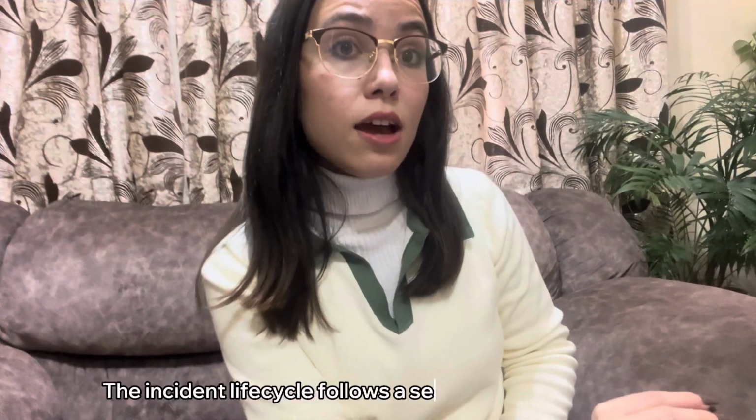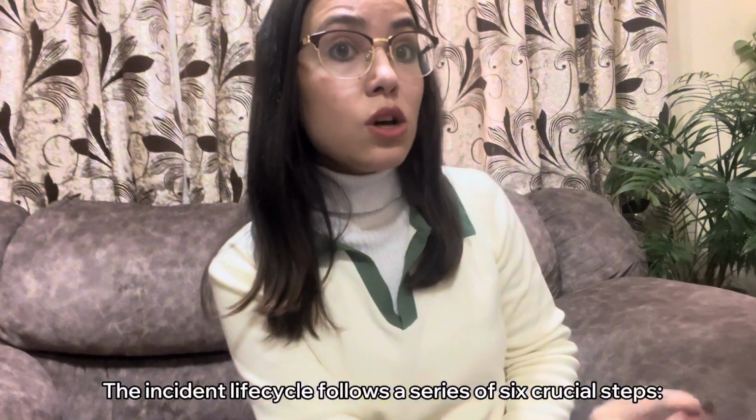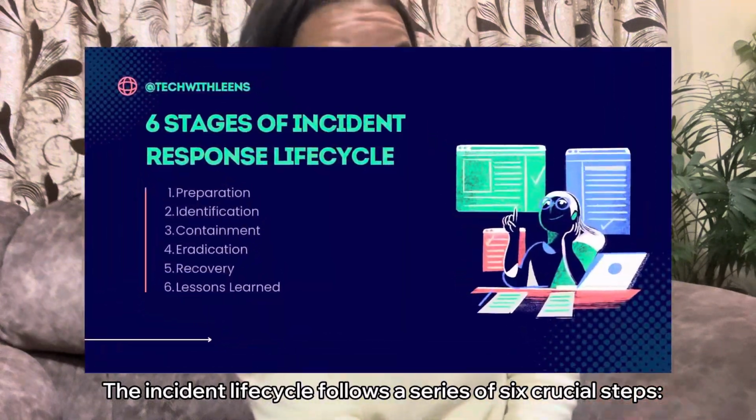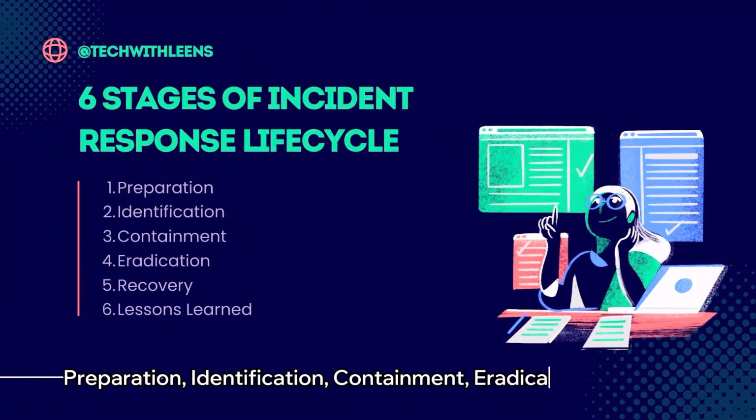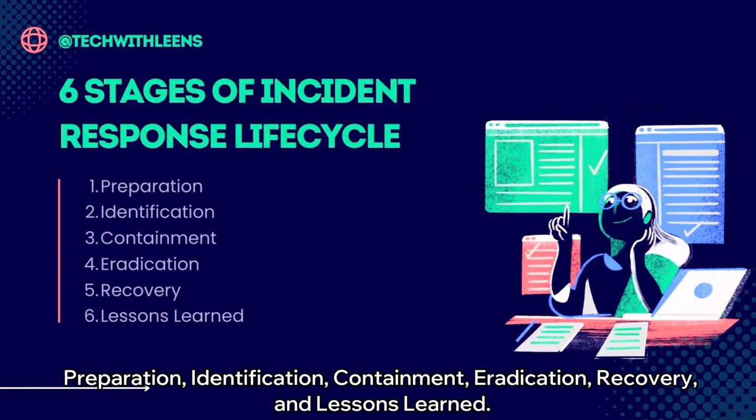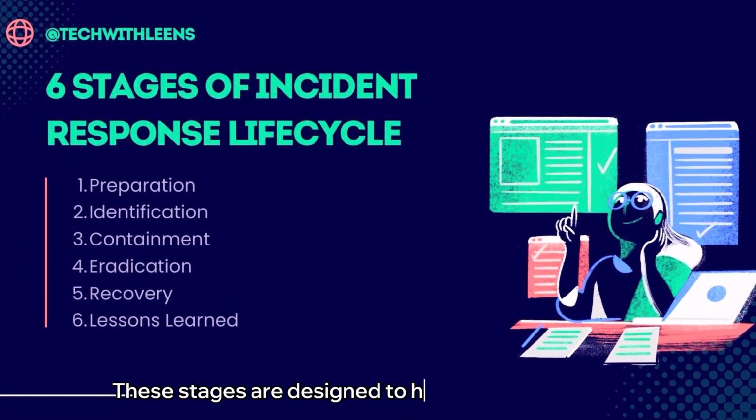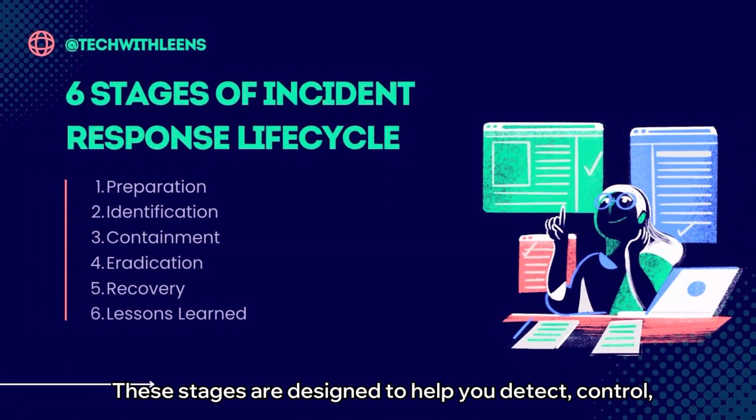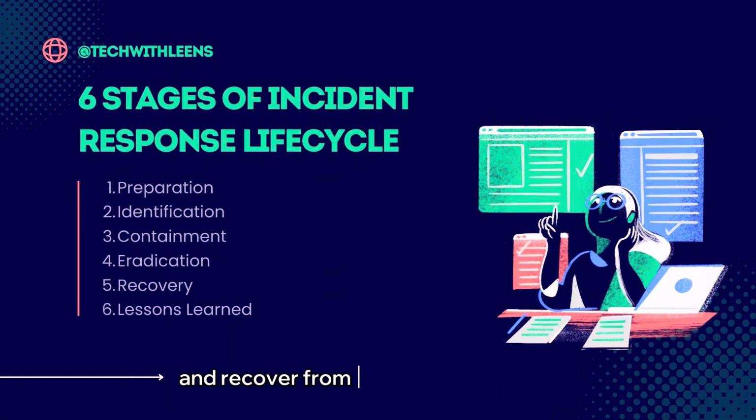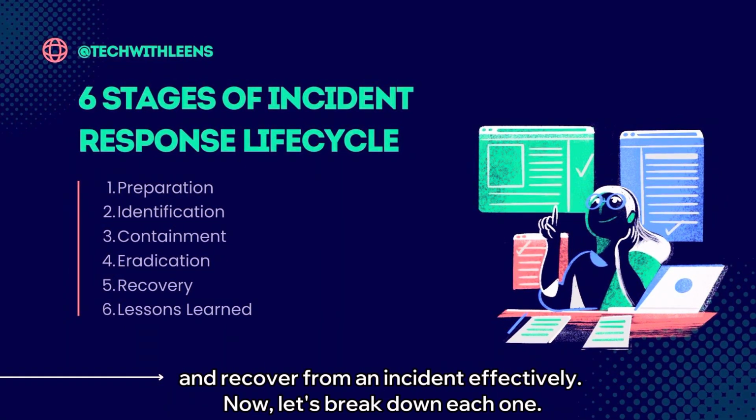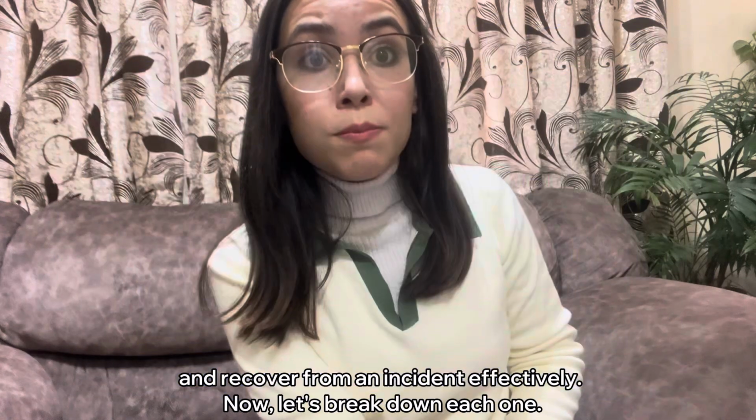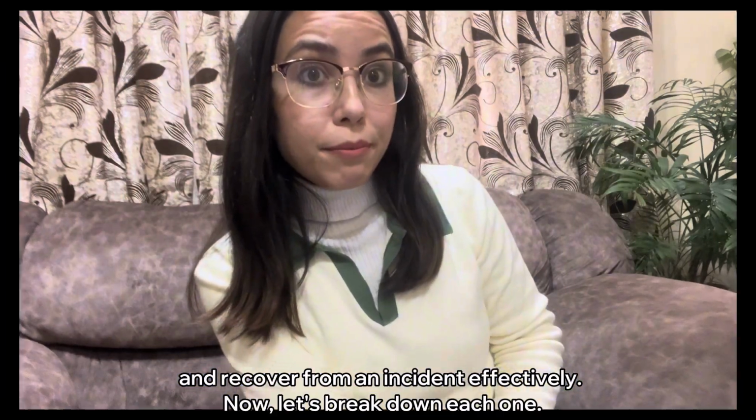The incident life cycle follows a series of 6 crucial steps: preparation, identification, containment, eradication, recovery, and lessons learned. These stages are designed to help you detect, control, and recover from incidents effectively. Now, let's break down each one of them.